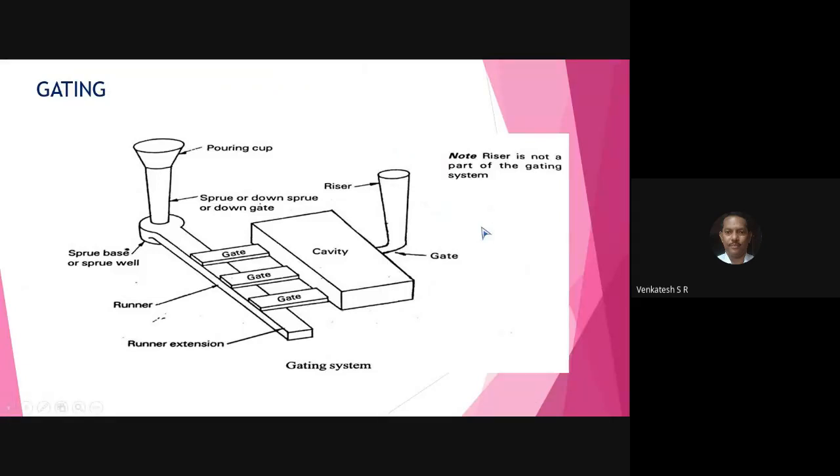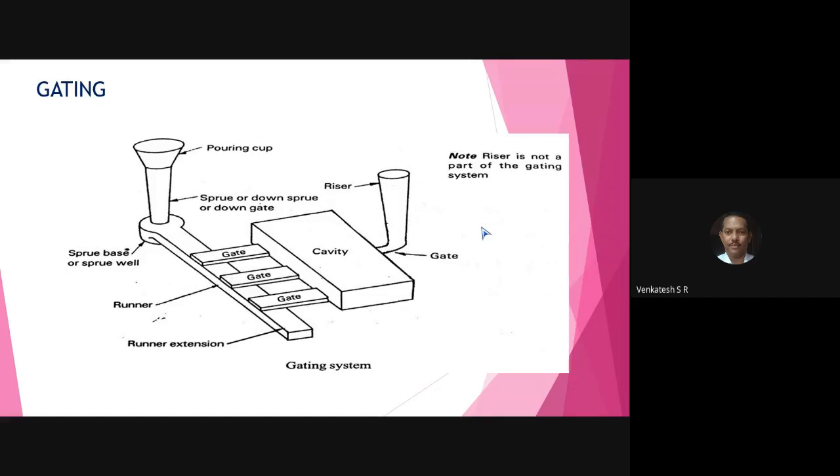Last class we discussed the elements of the gating system, which is used for making the casting. I told you to write the question. If you have not taken the question, please write it down. This is very important for the examination. There is a 100% guarantee to have this question in the second portion of the first module.